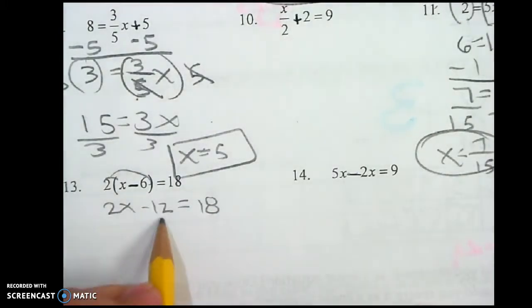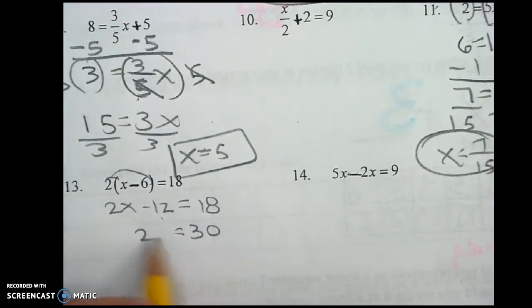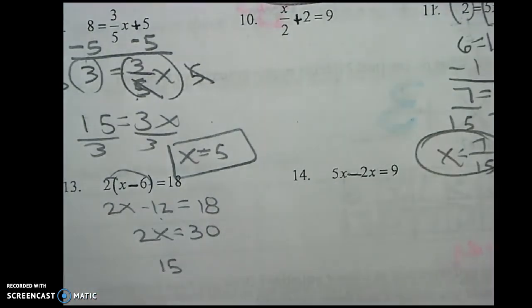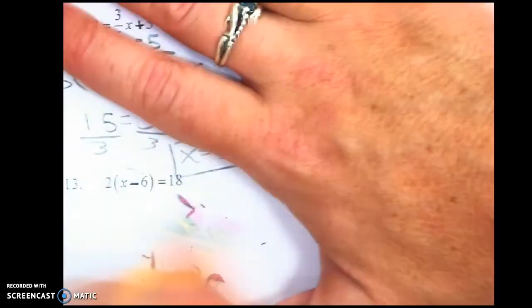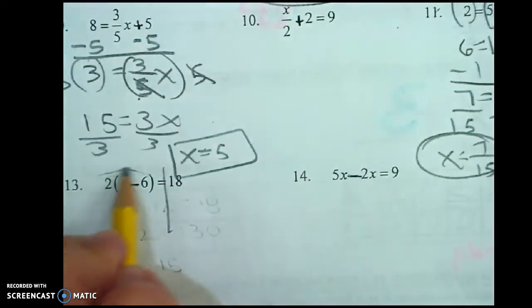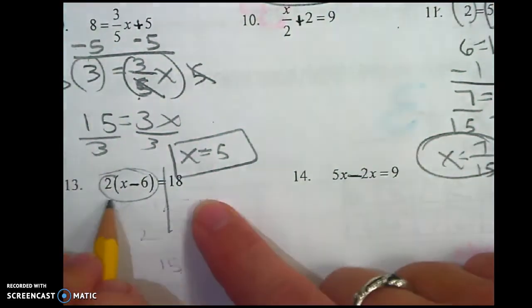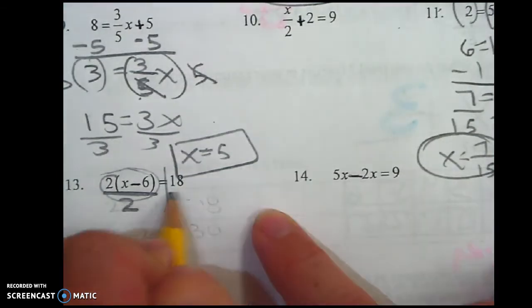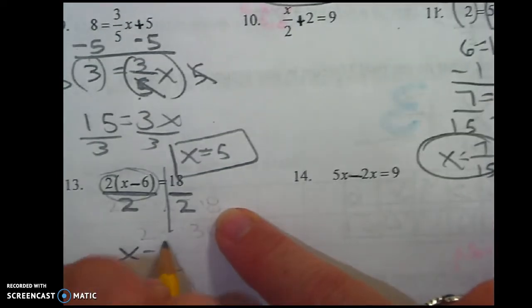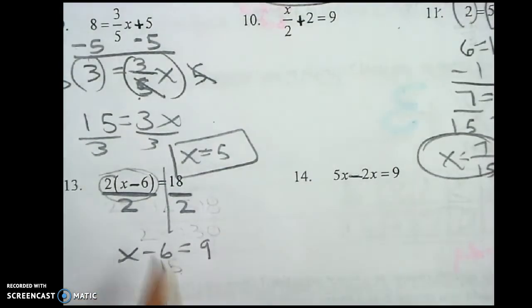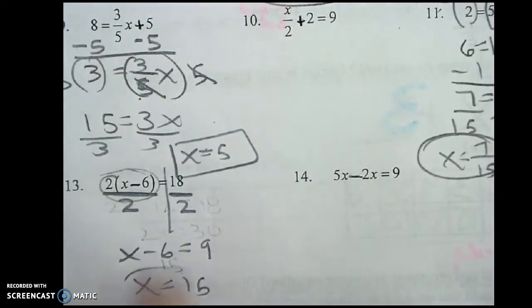And now dot, dot, dot, add 18. Divide by 2, 15. But I want to show you I actually wouldn't have done that. This is where you don't have to go the same path everybody else does. This whole thing is considered one group. So I can take this whole thing and divide it by 2. Which means I'll take this whole thing and divide it by 2. Then I'm left with x minus 6 equals 9. Add 9, I still get my 15.